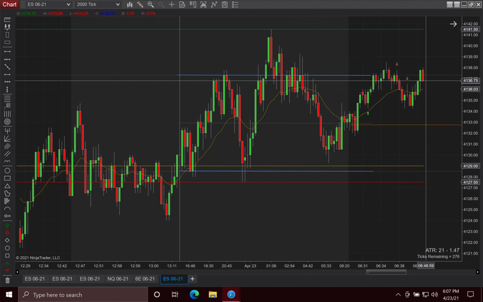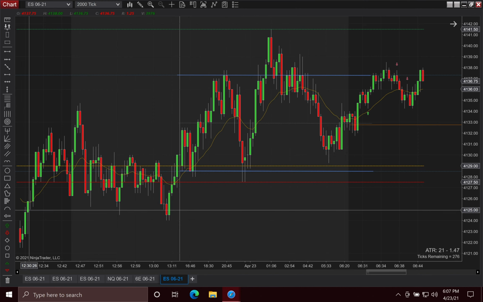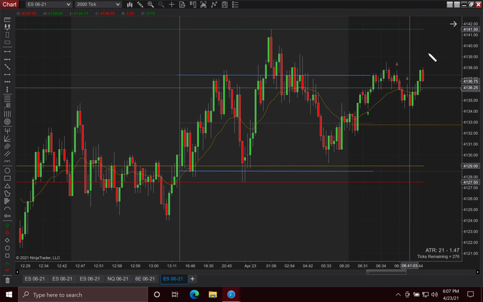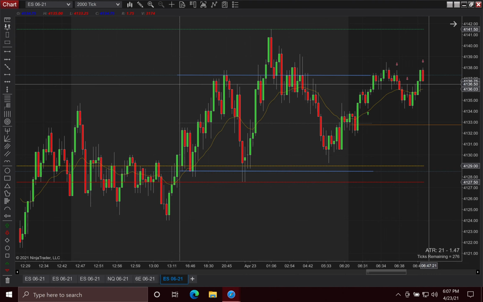So I'd probably just re-enter there. It's a second entry short. Let's see if we come back to these levels. So I'm cool re-entering there. Of course, the issue is that we're going short into that EMA. So that's the main thing, that if I skip this trade, it's because of that.